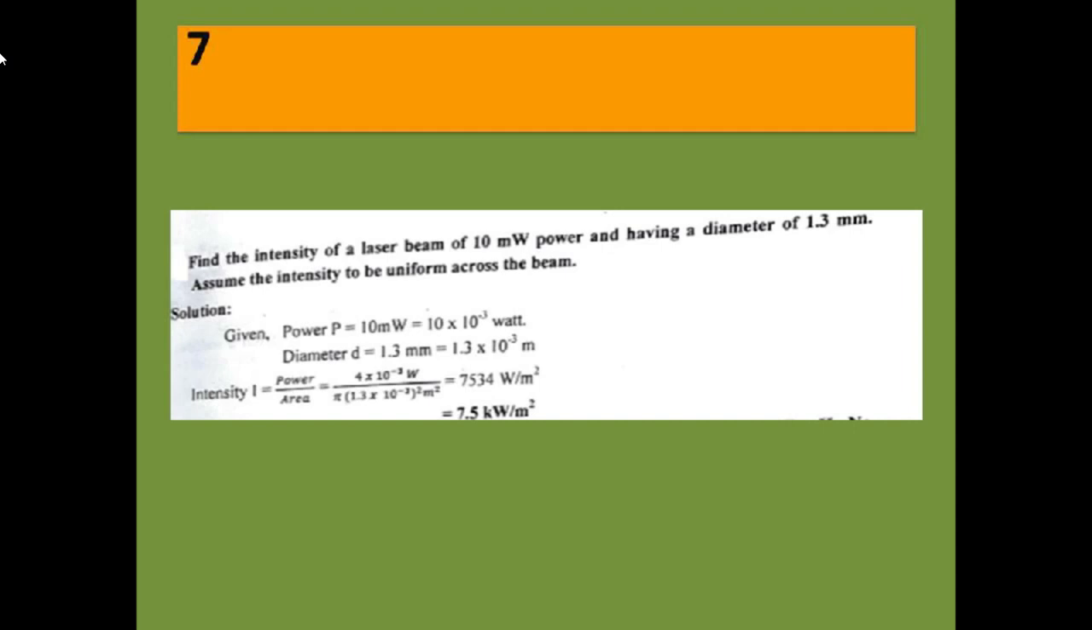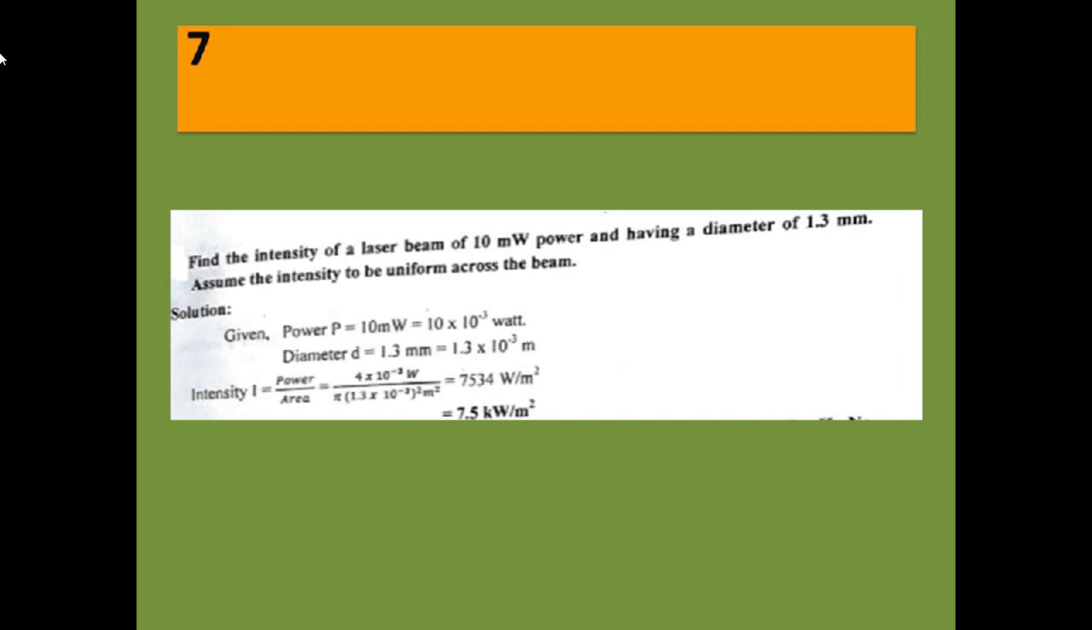Now intensity I is equal to power upon area is equal to 10 into 10 to the power minus 3 watt divided by area. Area is pi r square. Therefore pi into 1.3 into 10 to the power minus 3 the whole square. So when you solve, you will get 7534 watt per meter square.